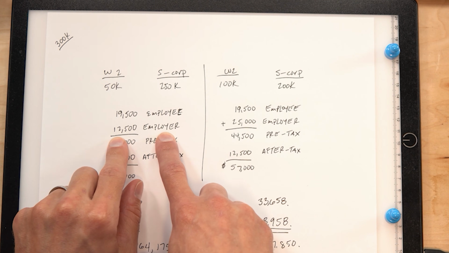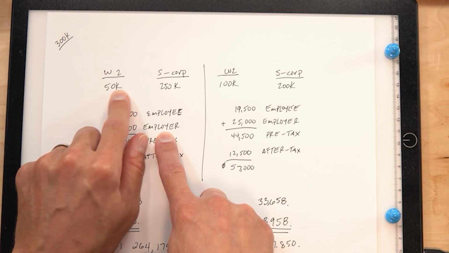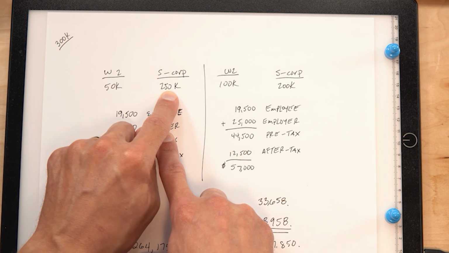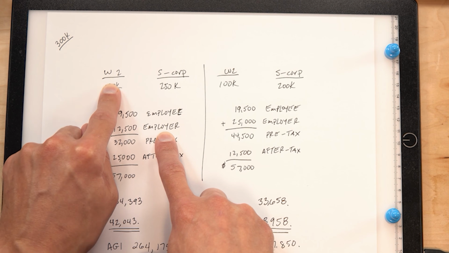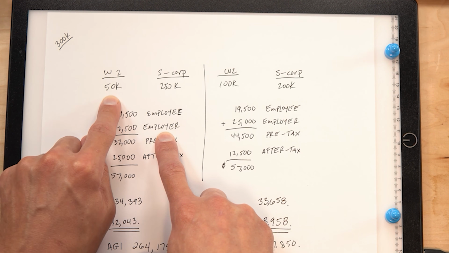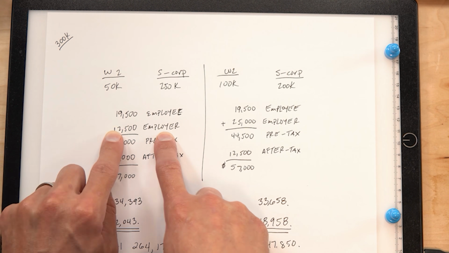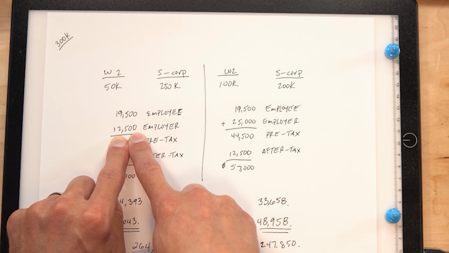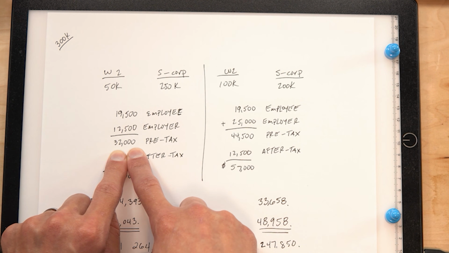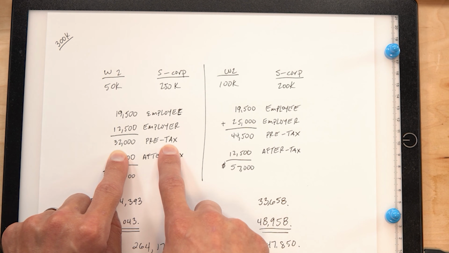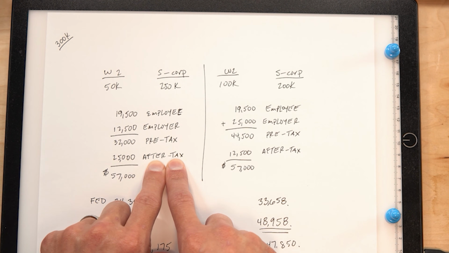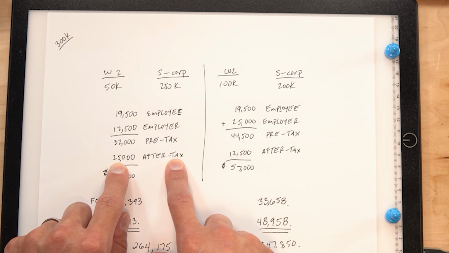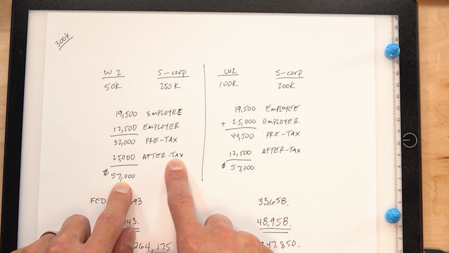So the maximum that we can match on the employer side comes from this 250, but it's based on this $50,000 as a W-2 employee. So the most that you can put in would be 25%. So that's where we get the $12,500. And if we add those two up, that's $32,000 in pre-tax money. So this is reducing our federal taxes. And we can also do a total after-tax contribution of $25,000, bringing it to a maximum of $57,000.